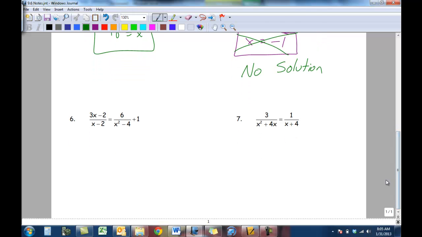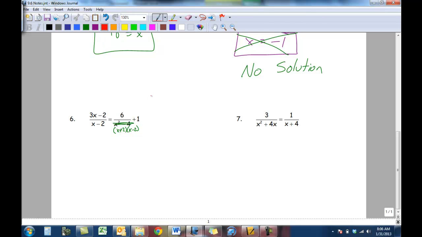Let's do one more, number 6. Now look at number 6. One of the things that you can do is the bottom of this one can be changed, we can factor to x plus 2, x minus 2. I'm going to go ahead and do that. And now if you look, this one is x minus 2, this one is x plus 2, x minus 2, and this is 1, so it's anything we really want, right?